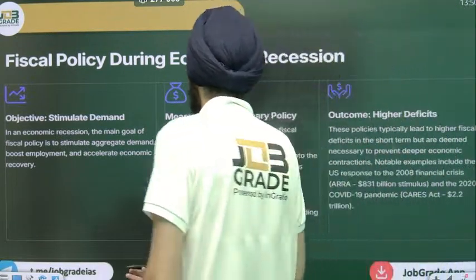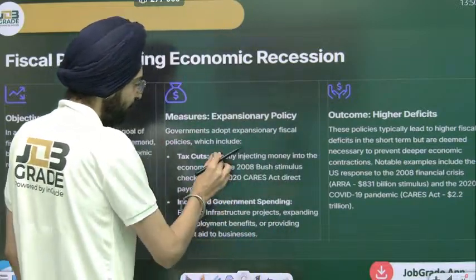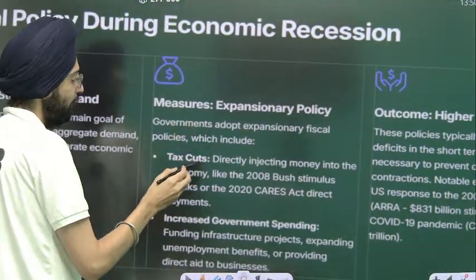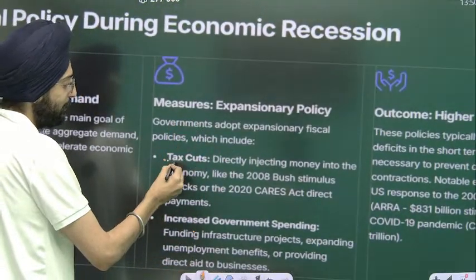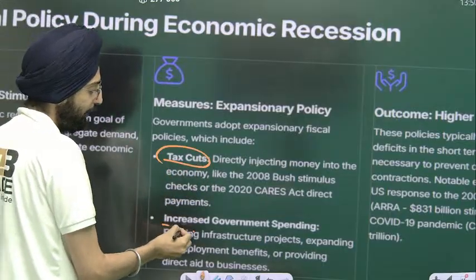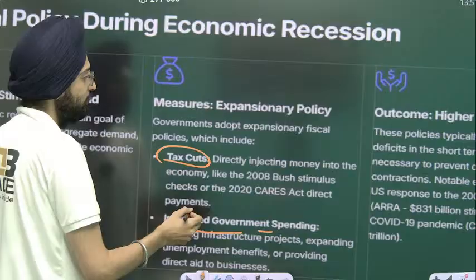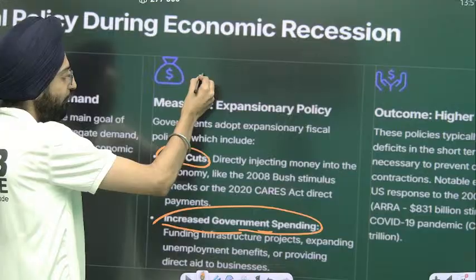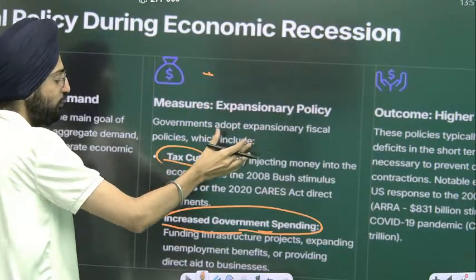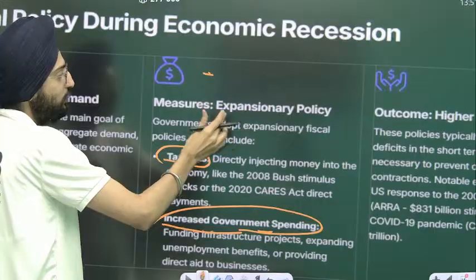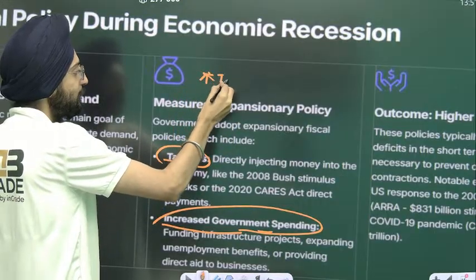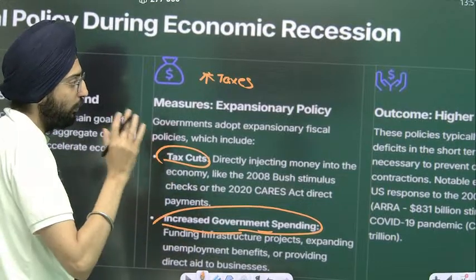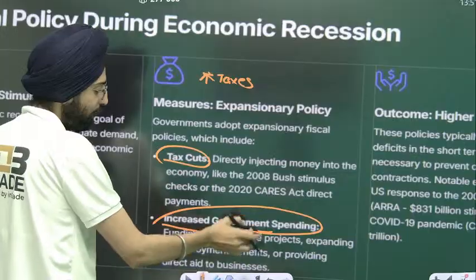Expansionary policy. We have talked about expansionary policy. It's again a very simple thing: tax cuts and increased government spending. Obviously, expansionary is tax cuts. In contractionary, we increase taxes to lower the disposable income with the public. I hope you got this. Take this example.